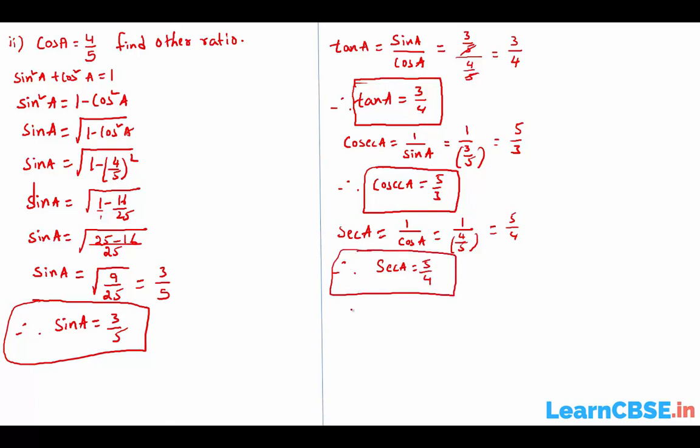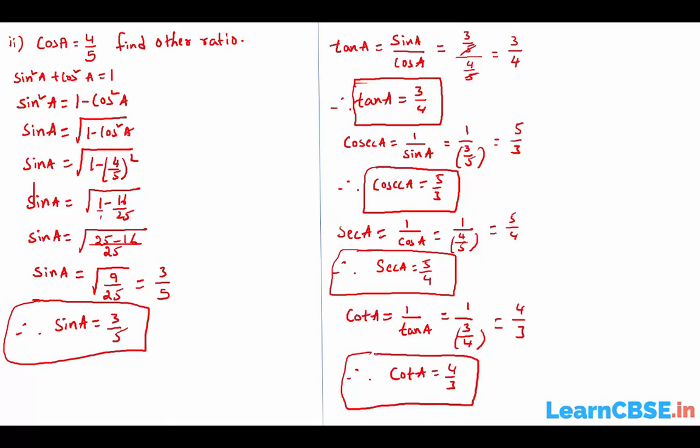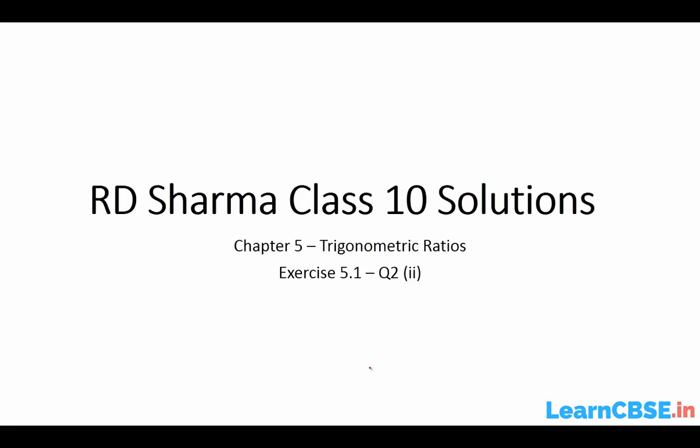Last one, which is cot A equals 1 by tan A, that means 1 divided by 3 by 4, which gives here 4 by 3. Therefore cot A equals 4 by 3. So here are the 5 ratios we need to find. Next problem, same exercise, question 2. So let me write question 2.